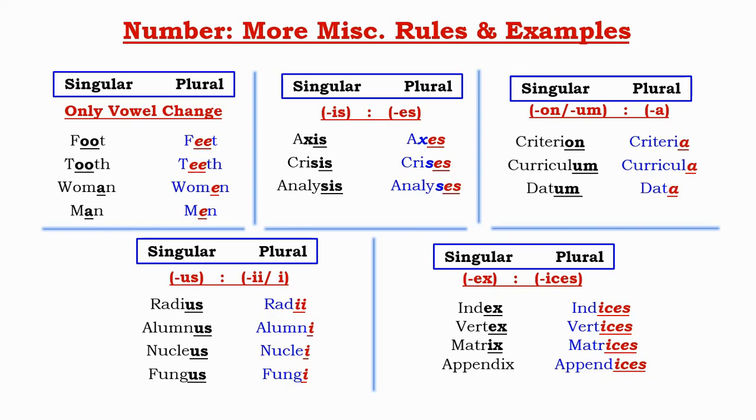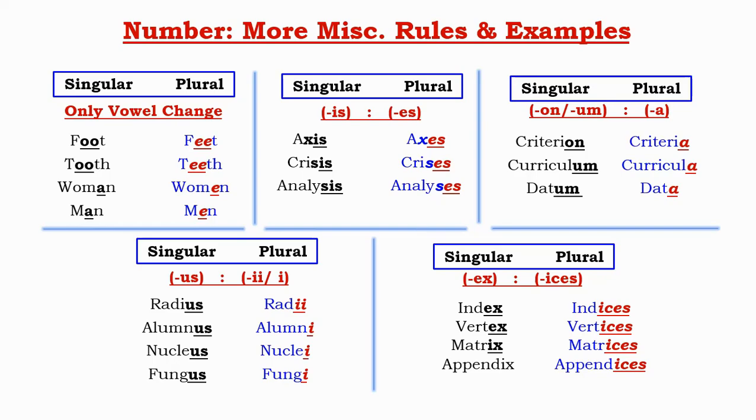Number 2, words ending with is are made plural only by changing is to es, such as axis becomes axes, crisis becomes crises, analysis becomes analyses, etc. Next, the words ending with on or um are made plural by replacing on or um with a, such as criterion becomes criteria, curriculum becomes curricula, etc.